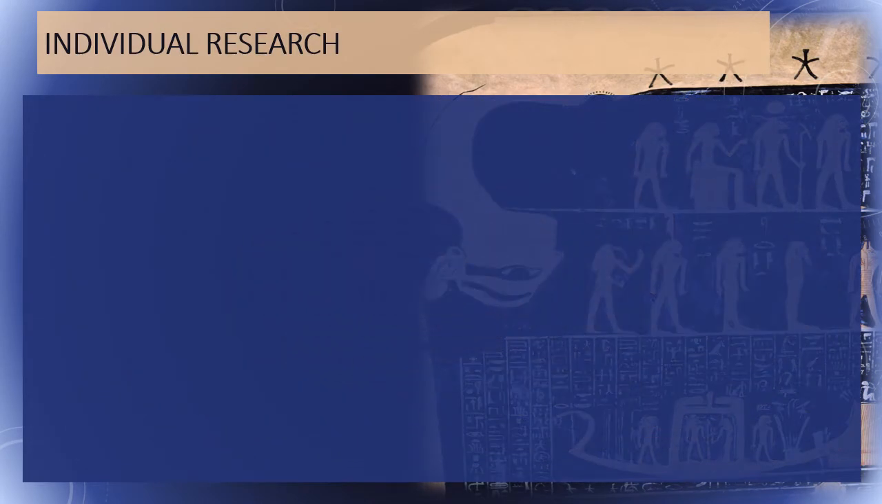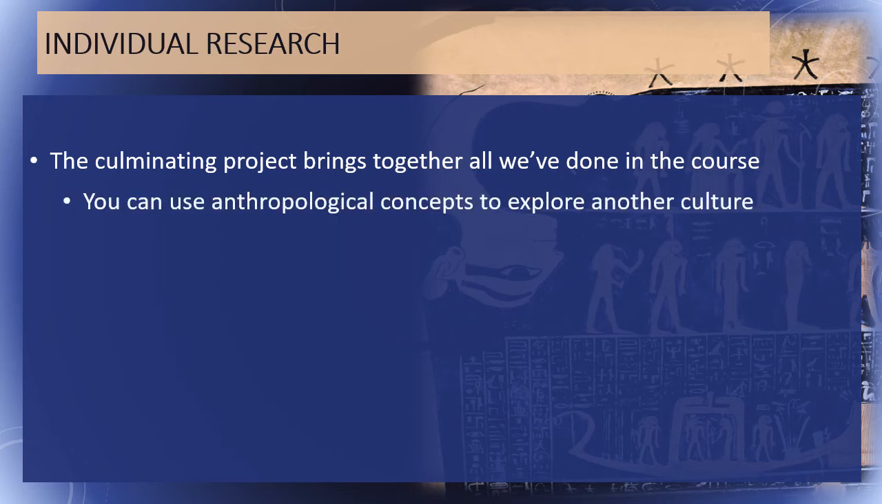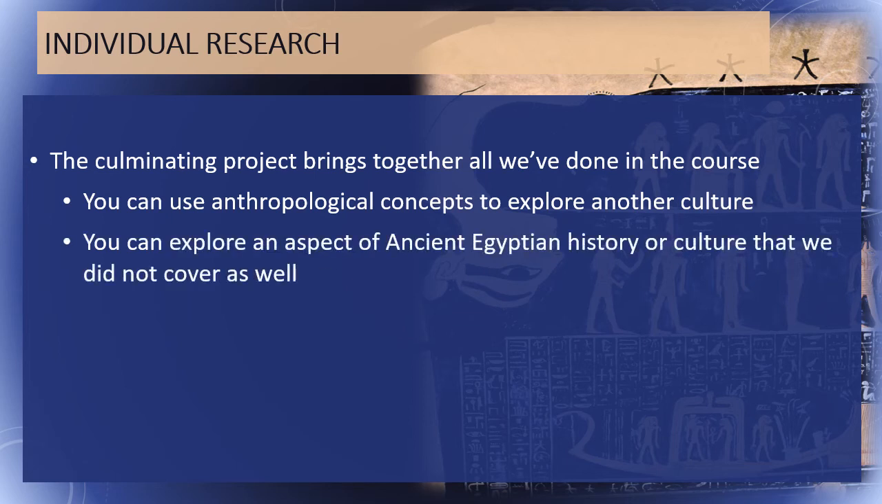You'll culminate the course with your own individual research project to bring together all that we've done. And there are several ways you can go. You could take the anthropology and apply it to another culture. Maybe you're interested in something in the ancient Greek world or Native American world, maybe a contemporary culture that you want to investigate. Or perhaps you want to explore some other aspect of ancient Egyptian history that we did not cover, because we won't cover all of ancient Egyptian history.